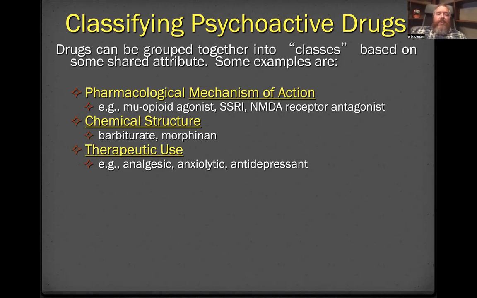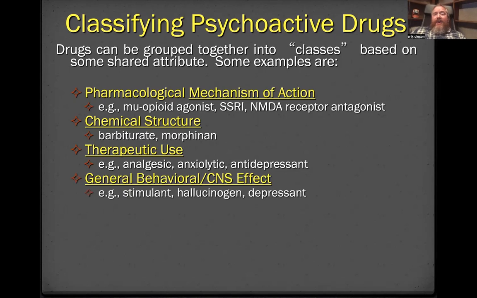Then you have your therapeutic use. You could say that these drugs are analgesic. They all reduce pain. These drugs are all anxiolytic. They all reduce anxiety. They're all antidepressants. They're all hallucinogens. And then hallucinogens could have very different chemical structures. You have some that resemble serotonin, you have some that resemble dopamine, and then you have some that resemble neither, that activate glutamate receptors.